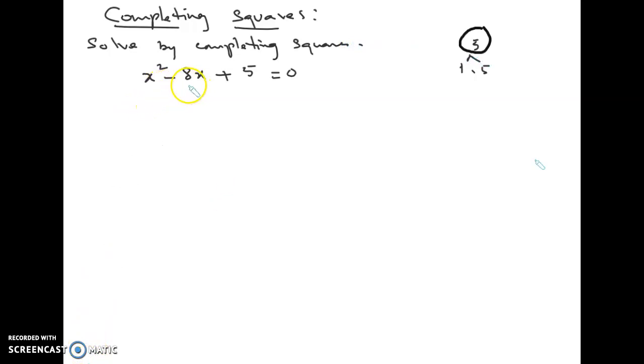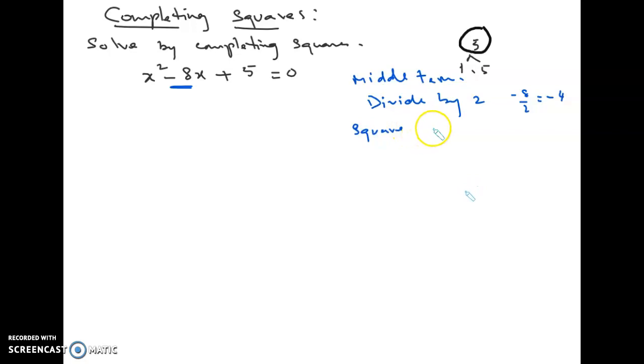First thing, you look at the middle term, which is negative 8x. What you need to do is divide the middle term by 2. So negative 8 divided by 2 is negative 4. Then you square it, whatever you got, and add or subtract.